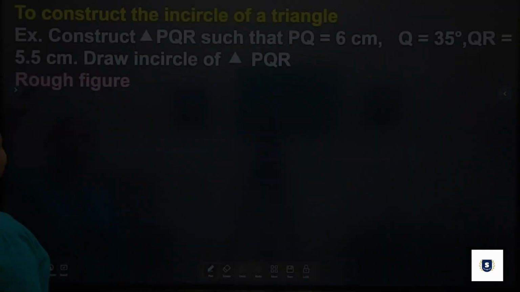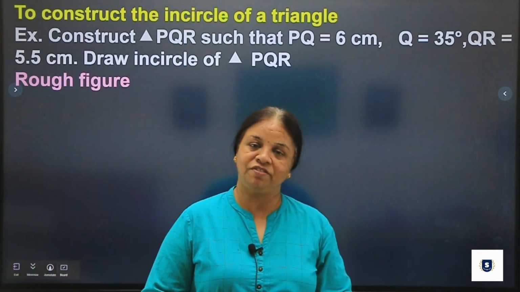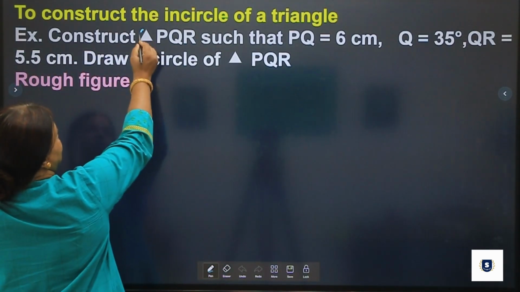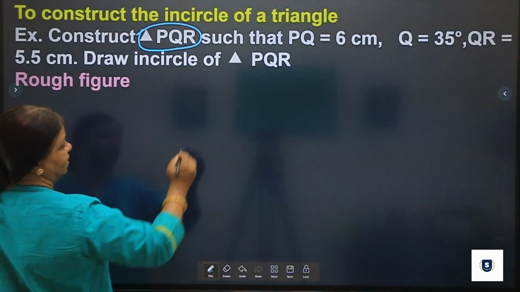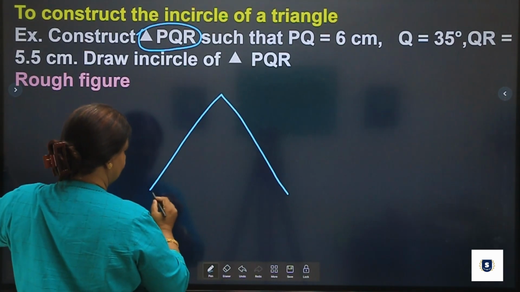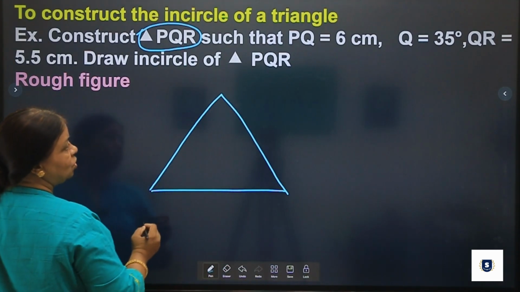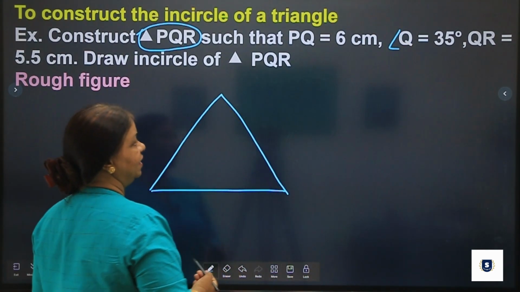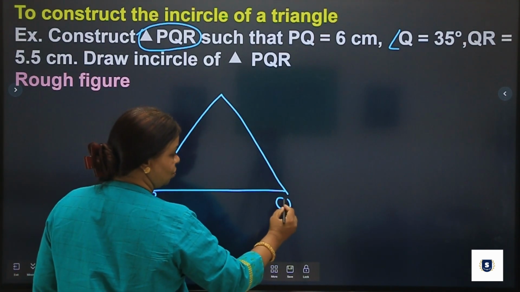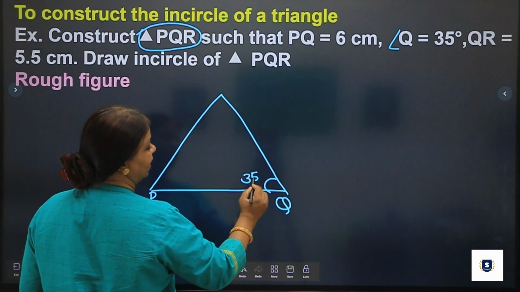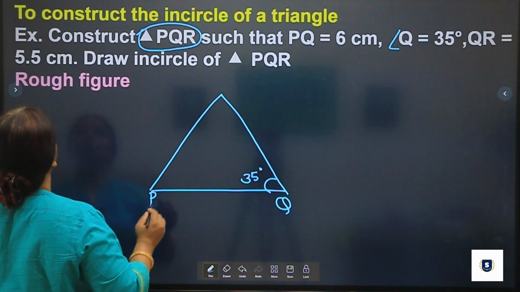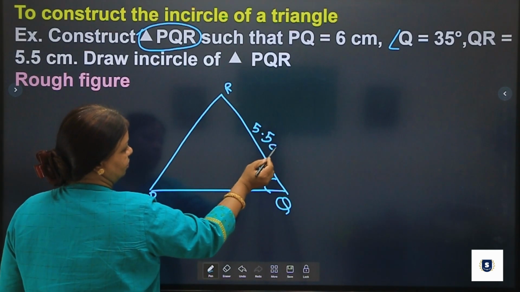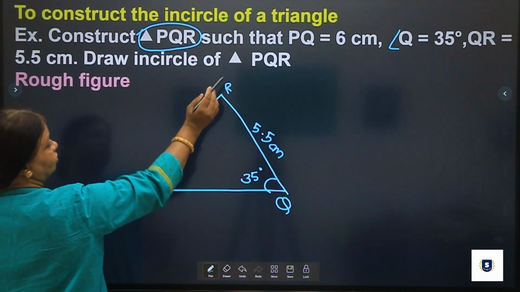Let's move further, children. The first example of the incircle from your textbook of standard 9th says: construct a triangle PQR such that PQ is 6, angle Q is 35 degrees, and QR is 5.5. Draw the incircle of triangle PQR.